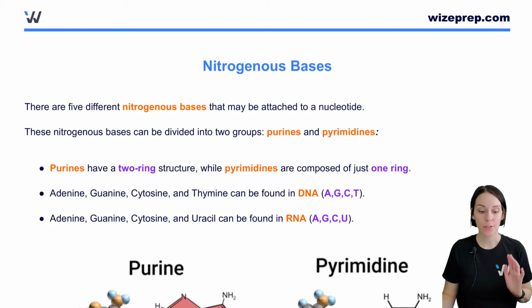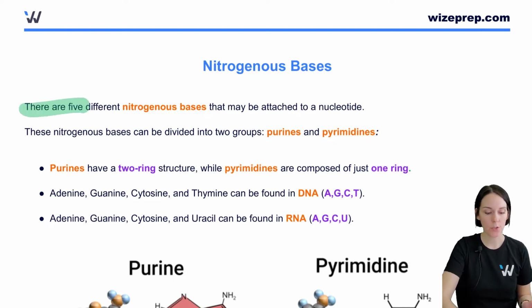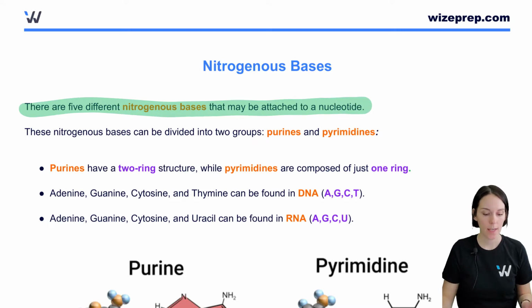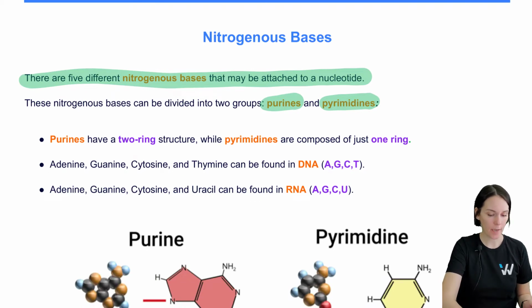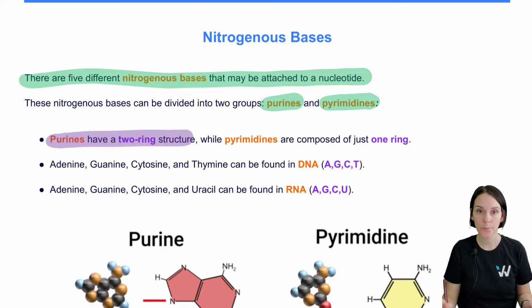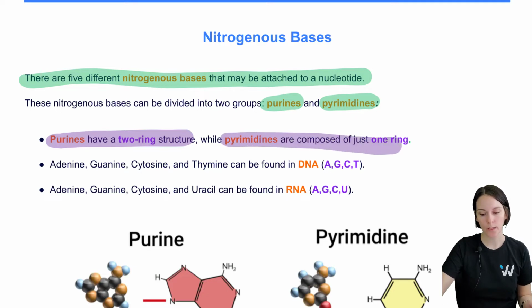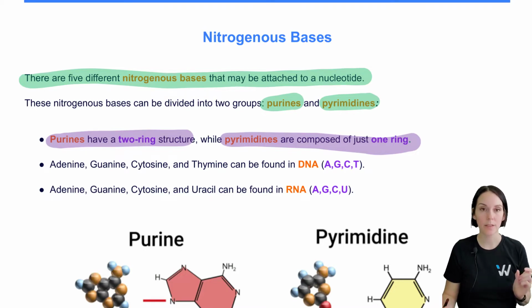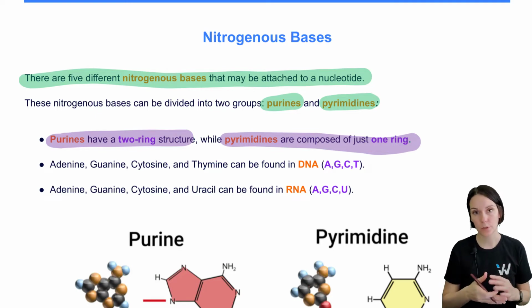So there are 5 different nitrogenous bases that can be attached to a nucleotide. And these nitrogenous bases can be divided into 2 main groups, which are the purines and the pyrimidines. So purines are going to have a 2-ringed structure, whereas pyrimidines have only 1 ring. And the way that I remember this is that purines is a shorter word. The word purines is shorter than pyrimidines, but the molecules are a larger structure. Whereas pyrimidines is a bigger word, but the molecule is a smaller structure because it's just 1 ring.